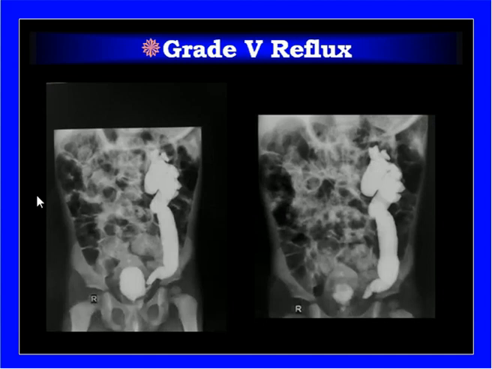Different grades of the reflux are noted: grade 1, 2, 3 and 4. This is grade 4 reflux. Sometimes people grade this like grade 5, but from grade 4 to grade 5 the picture is same. The contrast reaches up to the excretory system of the one kidney or the kidneys.